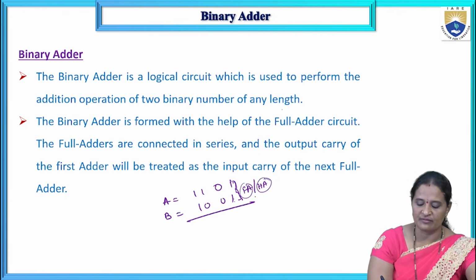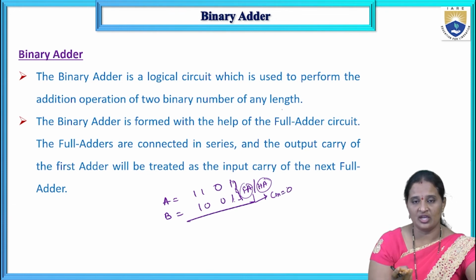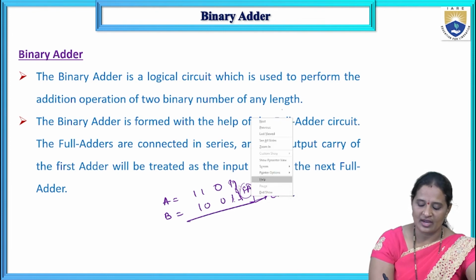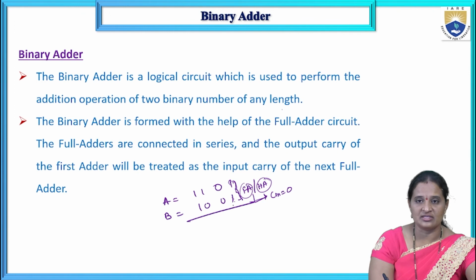Or else I can use a full adder by considering the carry input as 0, because we have 3 inputs but we have only 2 bits here. The other input, which is the carry input, is considered to be 0. That means in the least significant section, I can use either a half adder or a full adder. Again, for this I have to use a full adder because we may get a carry from the previous section, so I need to add even the carry also. In such cases, I have to use a full adder. This also, a full adder. This also, a full adder.